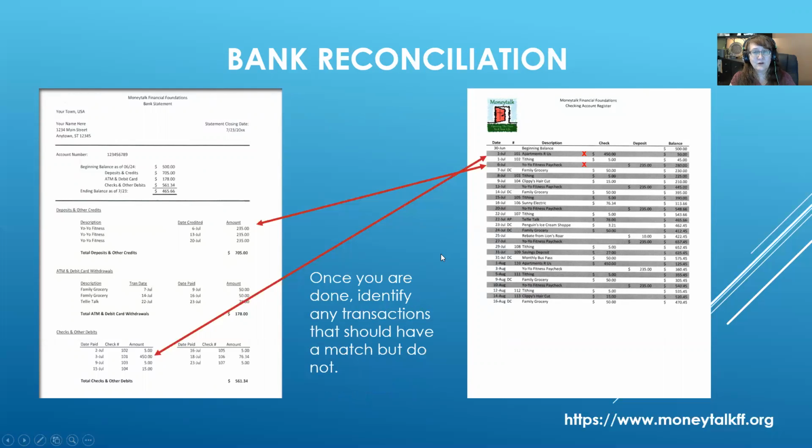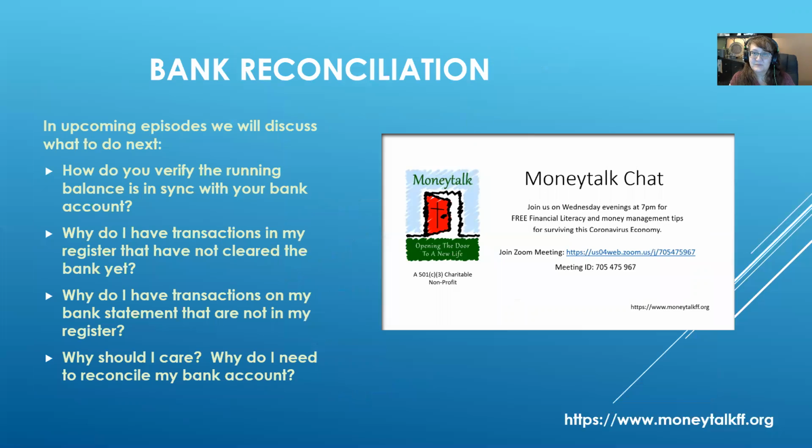Once you have found all the matches that you can, you need to identify any of the transactions on the bank statement that you did not find a match for. You also need to identify any transactions on the checkbook register that you think should have had a match but do not.